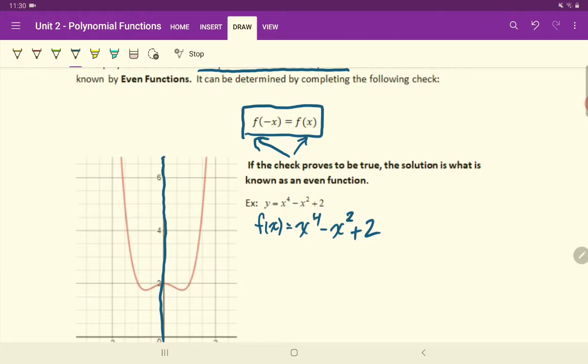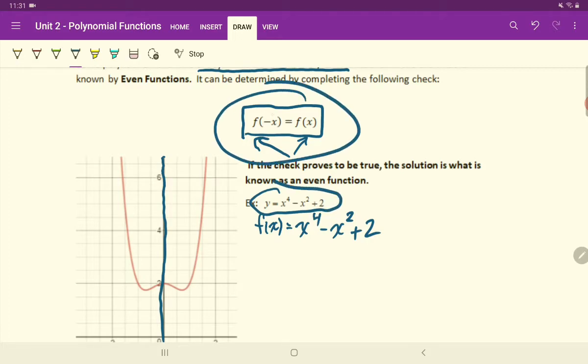If I now replace all my x's with -x, like it says here in this rule, will I get the same equation as was given to me from the start? That's what this is stating. If I substitute -x, will I get the same equation? So let's see. If I put in a -x, let's see if I get the same thing as this. So I go -x to the power of 4 minus -x squared plus 2.